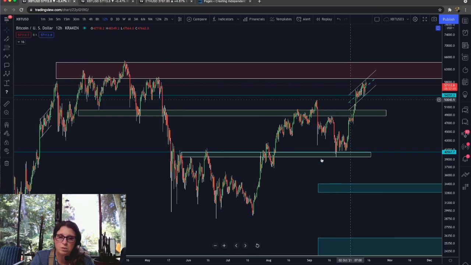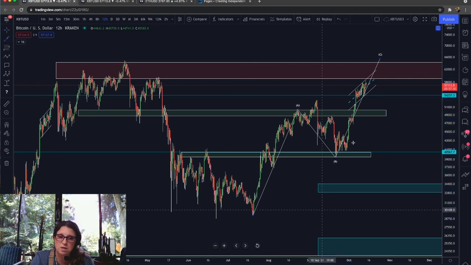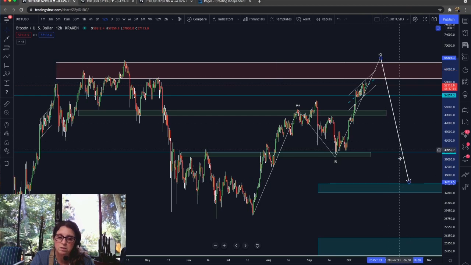Now remember, we can definitely do the A, the B, and the C move. Don't forget that. Just breaking the high, and then it definitely would take everybody by surprise that we're coming to the downside. And it would be, you know, a pretty significant move.